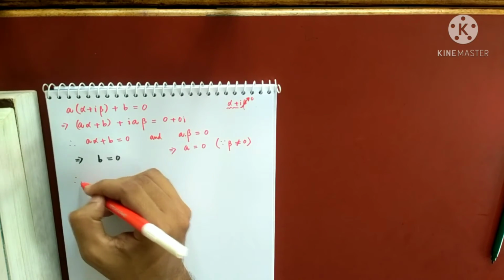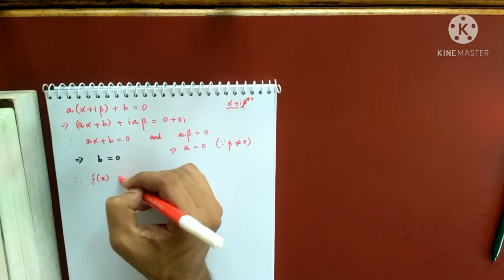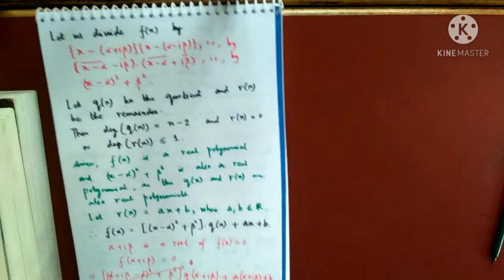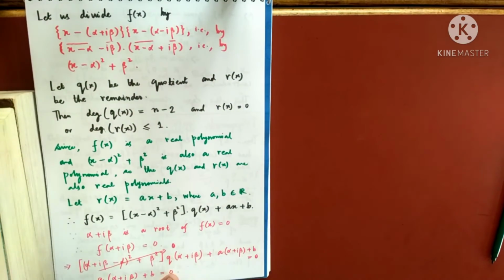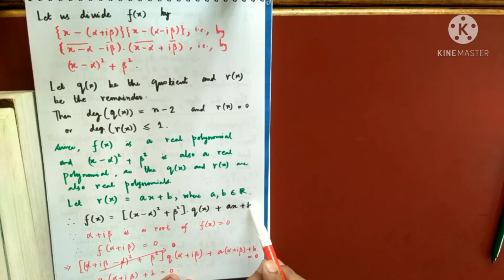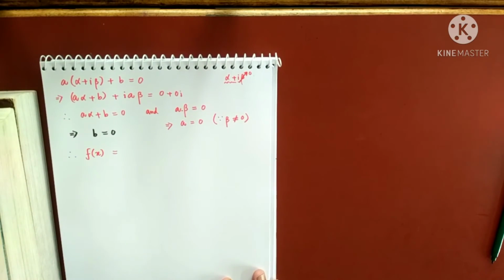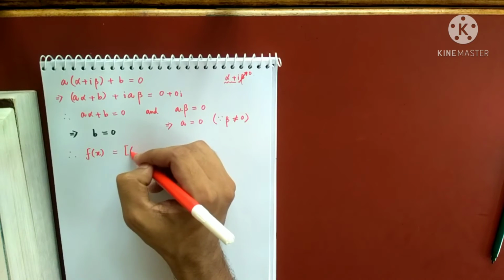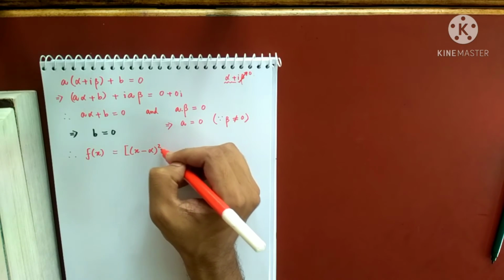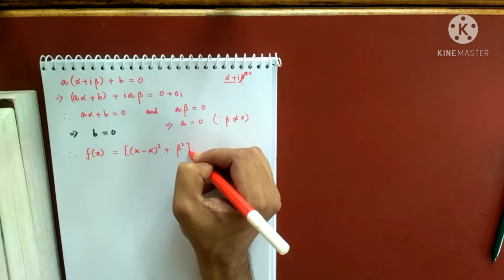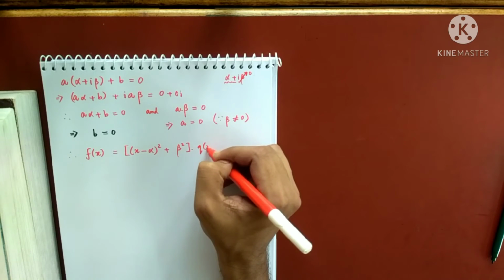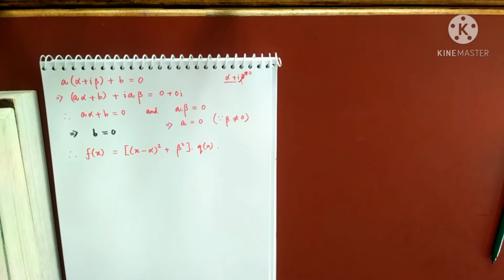So therefore f(x) can be written as, you see here, what was f(x)? f(x) was this expression. So this ax plus b will vanish, because a is 0 and b is also 0. I'll simply remain with this part. So f(x) equals x minus alpha whole square plus beta square times some polynomial q(x). So this is my f(x).